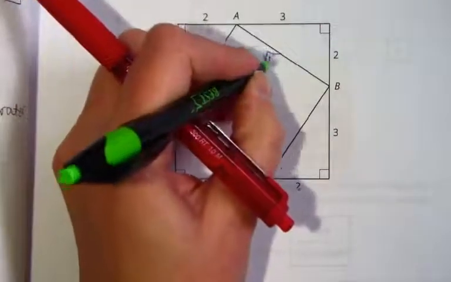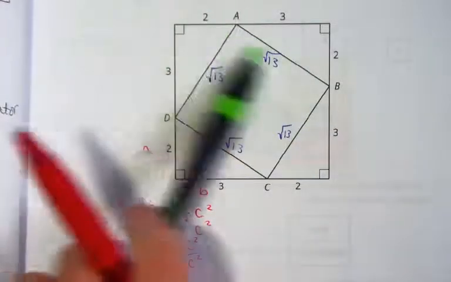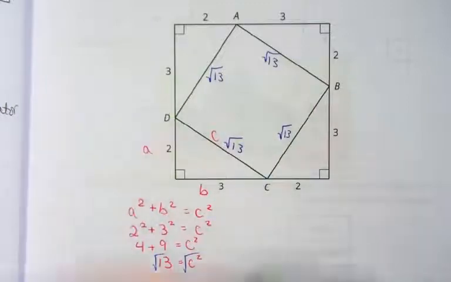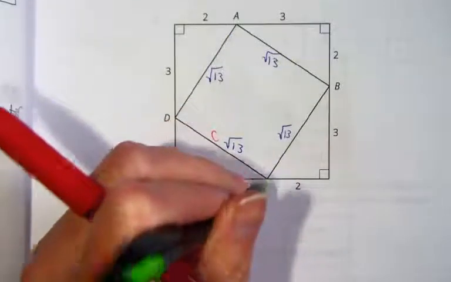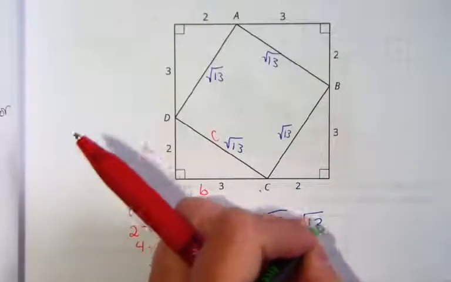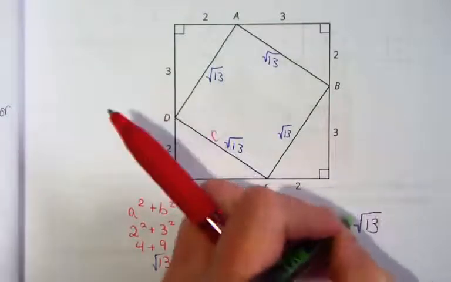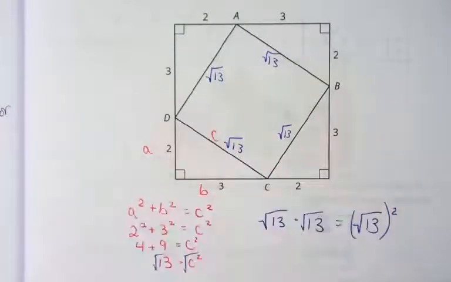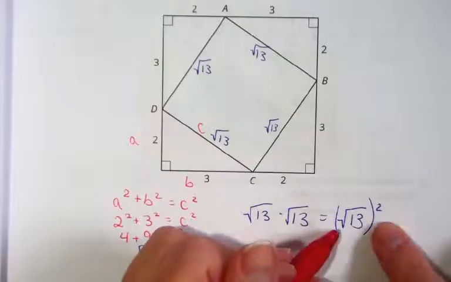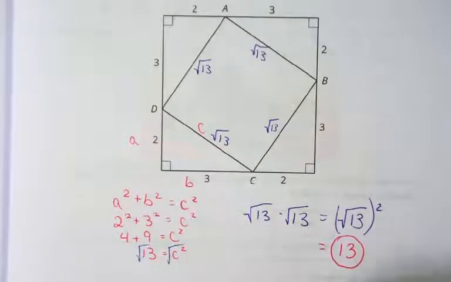Now I haven't quite answered the question yet because it's asking me what is the area of square ABCD. And area for a square is length times width, or square root of 13 times square root of 13. Well, if I have the same thing squared and multiplying each other, what I have is the square root of 13 squared, and so those two things are going to cancel each other out. And once we see that the square root of 13 squared cancels each other out, we can find that the area of this is 13.